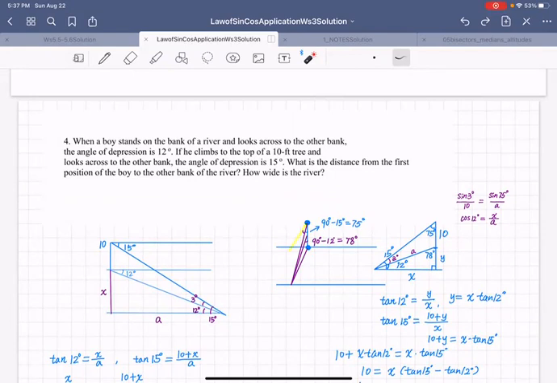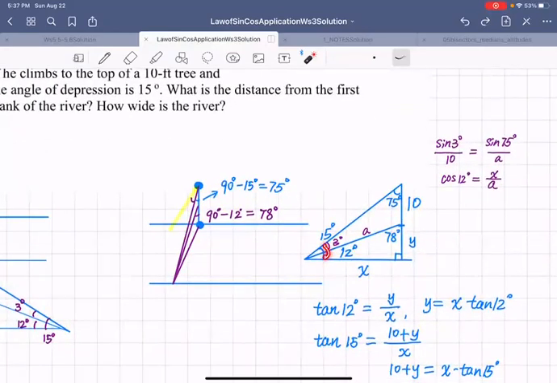You don't understand 10 plus x times tangent 12. Here. 10, okay, look at here. Yeah, I know this angle is way bigger than 15, okay? But if I make this too small, it's hard for me to draw. So I'm exaggerating here. I'm just saying this is 15, okay?